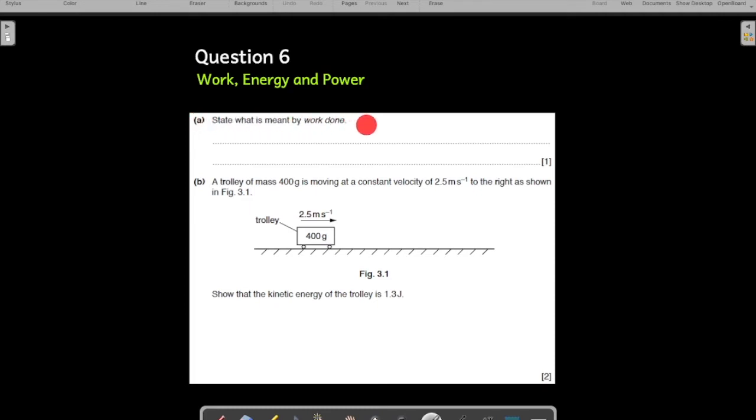State what is meant by work done. What is work done? Work done is force multiplied by S. What is S? S is displacement. Displacement in what direction? In the direction of the force. Very, very important.